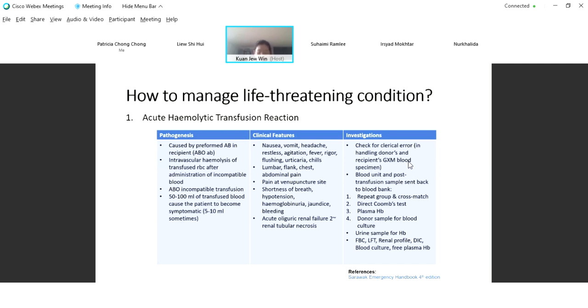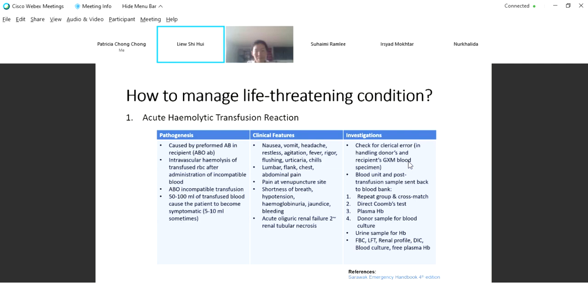Sometimes even with a small volume like this, the patient is already symptomatic because it is very, very allergenic. The patient will be symptomatic very fast. So the patient will first present with the triad of fever, flank pain, and also hemoglobinuria.